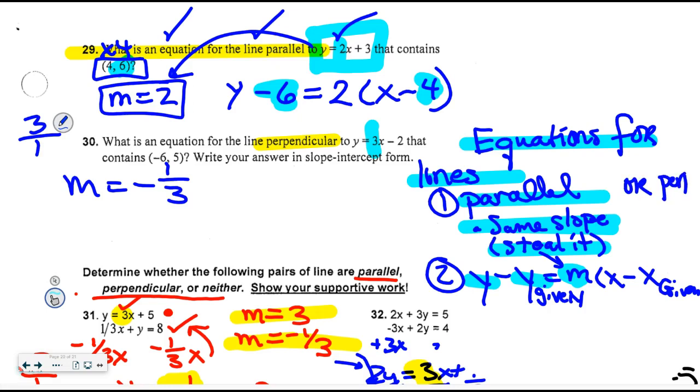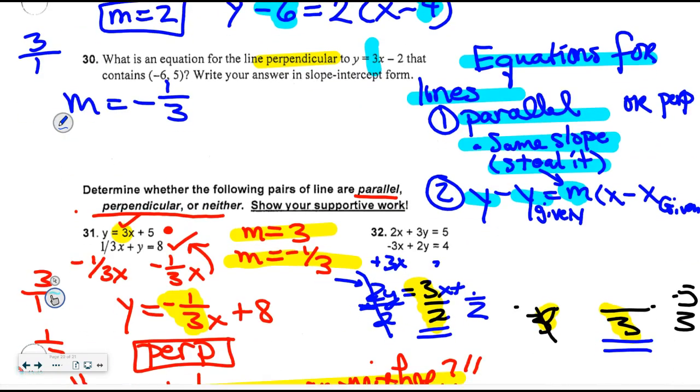So over here, by the parallel, do you have room to write? Perpendicular, we'll just write perp. The only difference is you don't get to steal the slope. You have to take the opposite and flip. So let's write opposite. If it's negative, you make it positive. If it's positive, you make it negative. Opposite and flip.